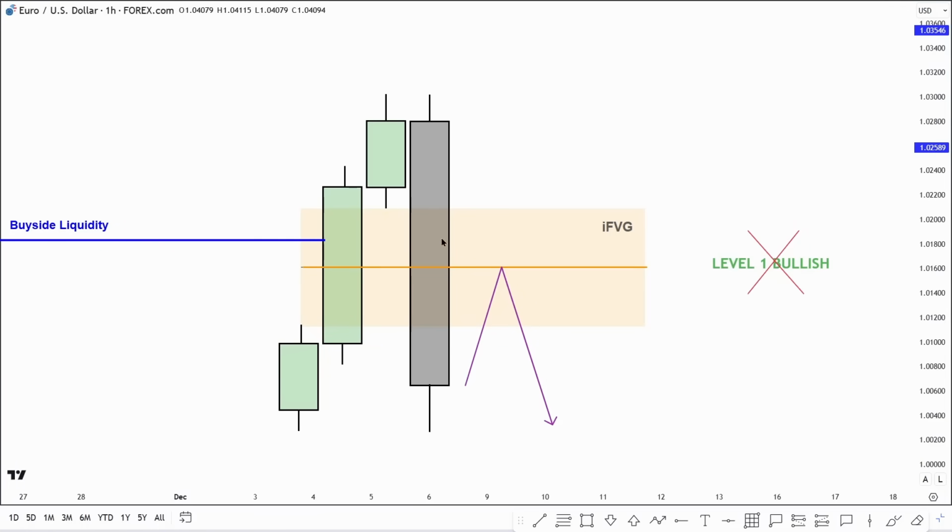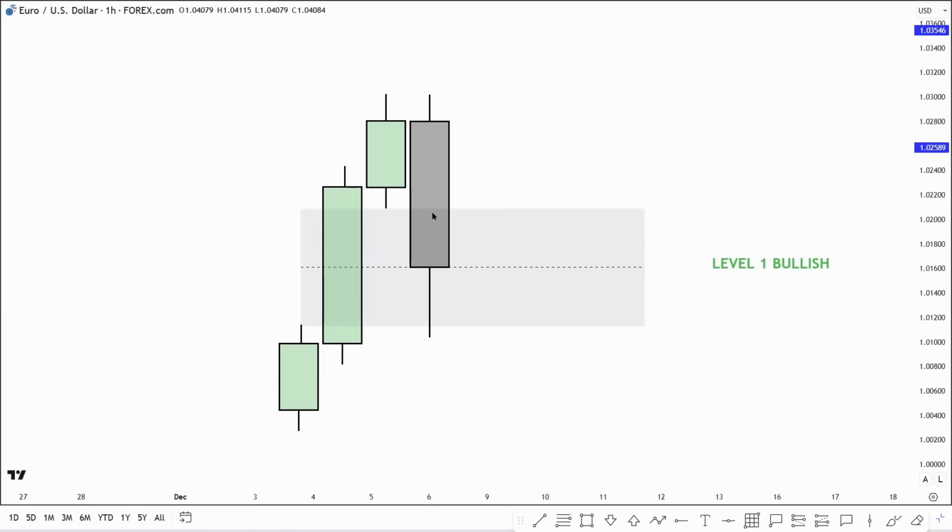And in order to find a high probability inverse fair value gap, that buy-side imbalance should occur inside of the leg that raided the buy-side liquidity pool. So above any old high or equal highs to the left. If we see price fully rebalance the buy-side imbalance, but I see the body close at or above the consequent encroachment of the fair value gap, I would deem this as level 2 bullish.